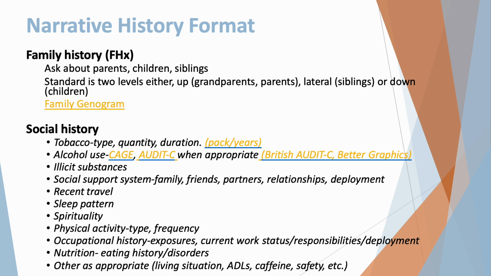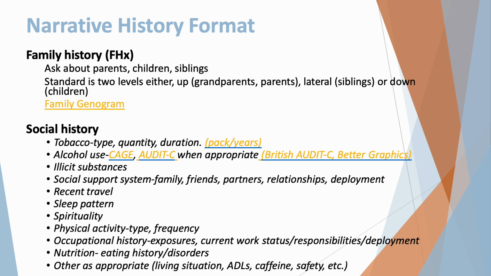Once you've completed your family history, you also then want to go to social history. Social history has many components. You can see here, you want to ask about their tobacco use, which may include vaping, and then you want to document packs per year. If you click on the link, there's a tool that'll help you do that if you've never done that before.